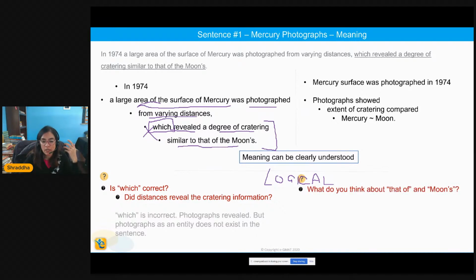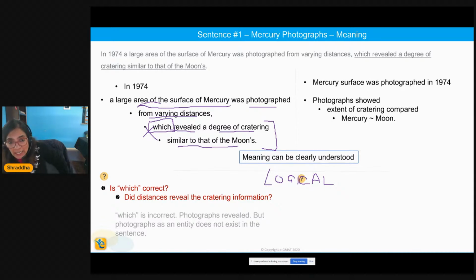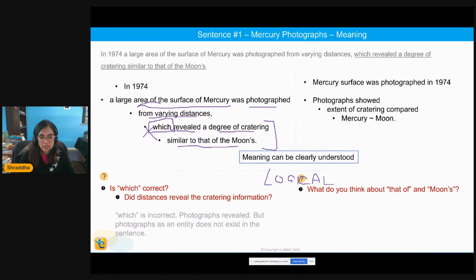That it is the pictures, right? Now, the thing to note over here is that the word photographs or pictures has not been used anywhere in the sentence. Okay, so we will have to deal with the sentence in a way so that the intended meaning is absolutely presented, right? However, there's one more thing going on in this sentence.